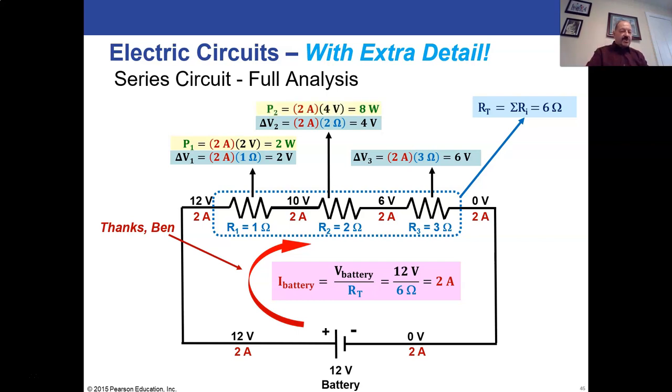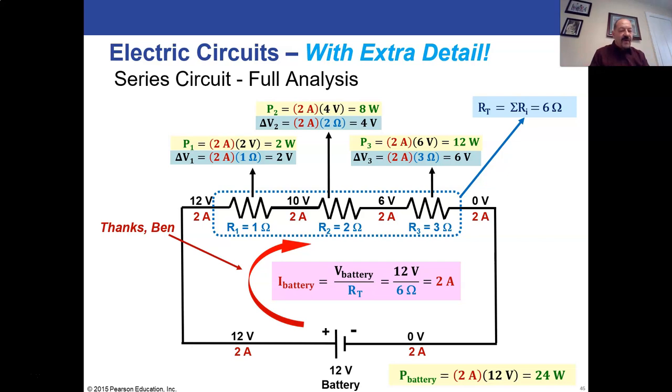2 times 2 is 4 watts. 2 times 4 is 8 watts. And 2 times 6 is 12 watts. If we add these up, 4 plus 8 plus 12 is 24 watts of power that we need to make all 3 resistors work in this circuit, if there were lamps, to light up all 3 lamps. So that's how we would calculate the power for the whole thing.